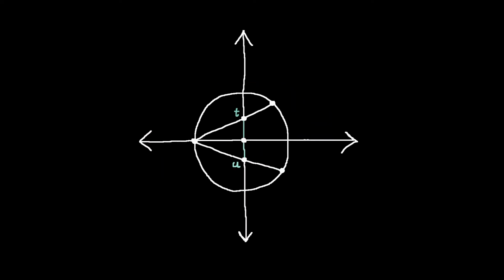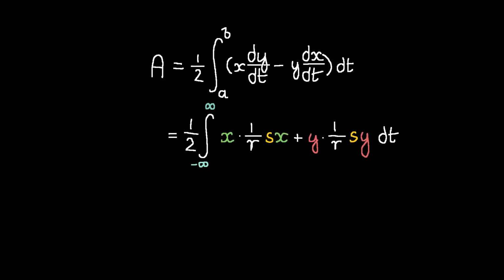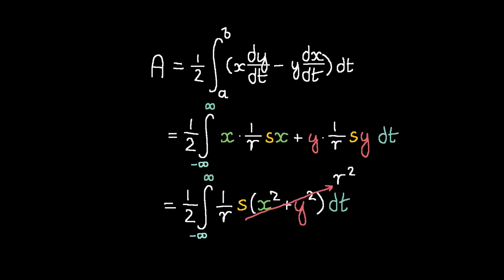Next, we want to figure out which values of t to integrate over. But since it's impossible to actually get to the leftmost point of the circle using this parametrization, we're going to want to get around that by letting the lower bound approach negative infinity and the upper bound approach positive infinity. Now we can just throw everything into the formula to get this.